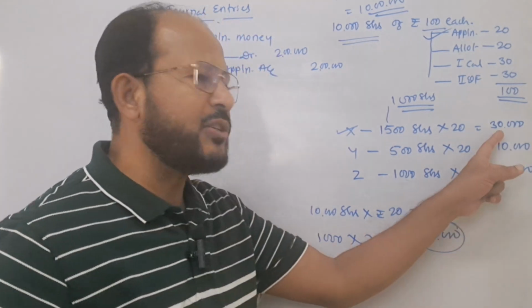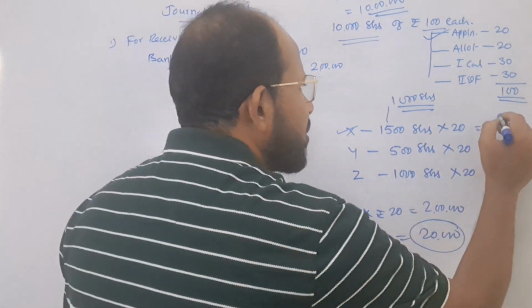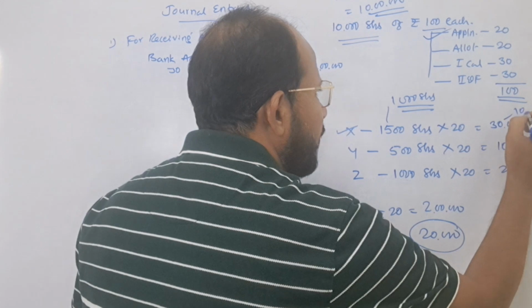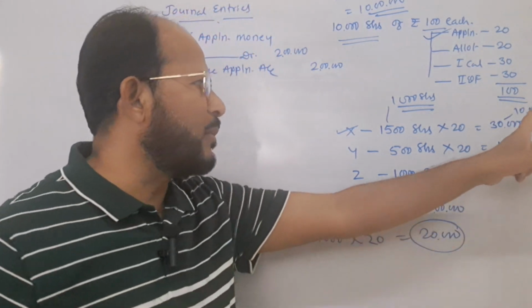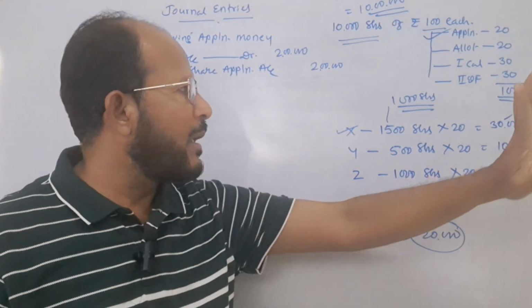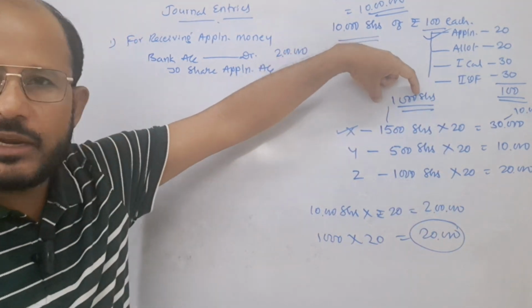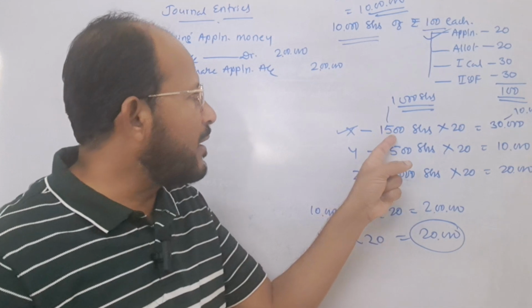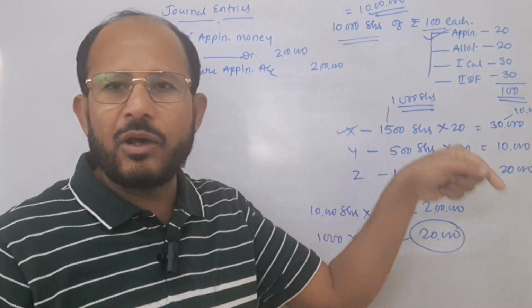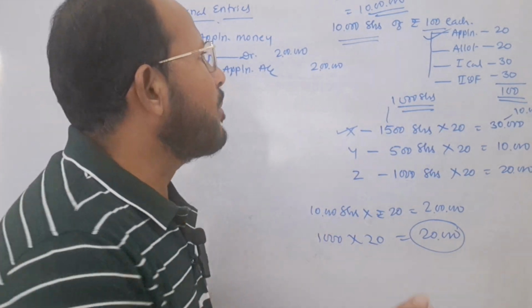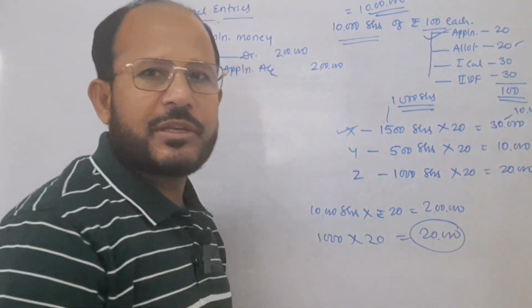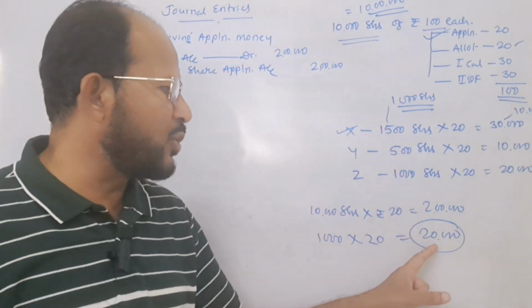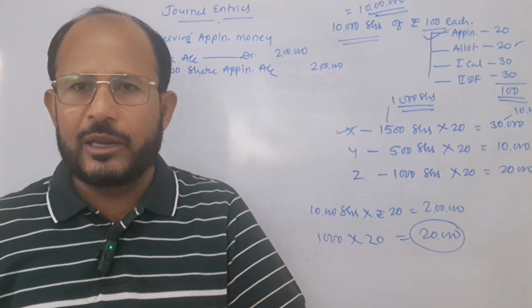But he has paid how much? Rupees 30,000. Here the extra money received from Mr. X by the company is rupees 10,000. But here shares are allotted to Mr. X. Therefore, X is the shareholder of the company. After allotment, again he has to send the allotment money, right? Allotment money is how much? Rupees 20 per share. Again he has to send rupees 20,000 as allotment money.